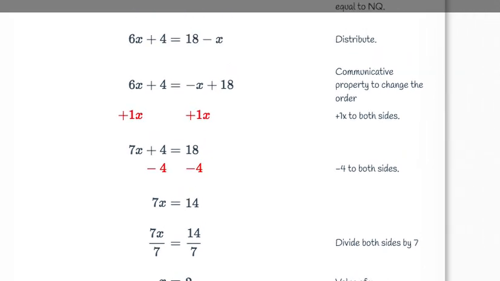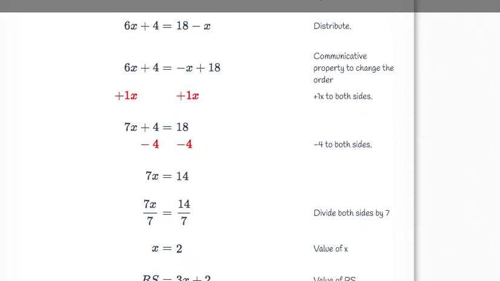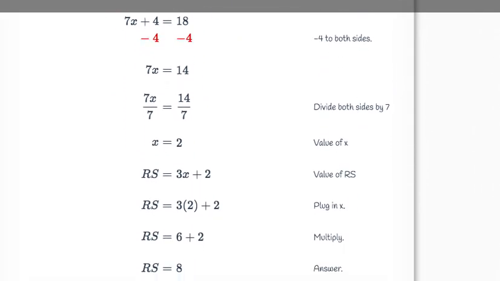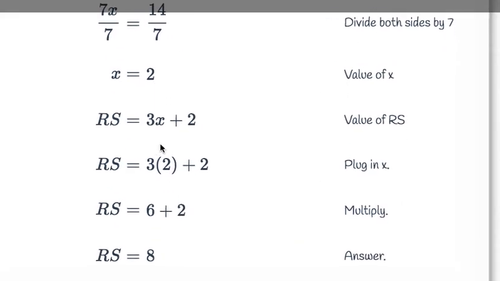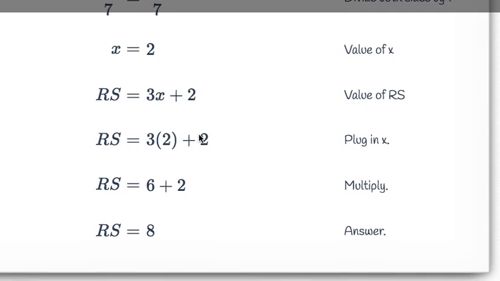And that is our x, but that is not our RS. In order to find RS, we need to plug it in to 3x plus 2. So if RS is equal to 3x plus 2, we plug in the 2 where the x should be, and we get 3 times 2 plus 2 as RS.